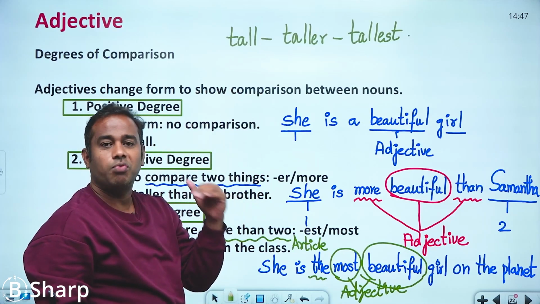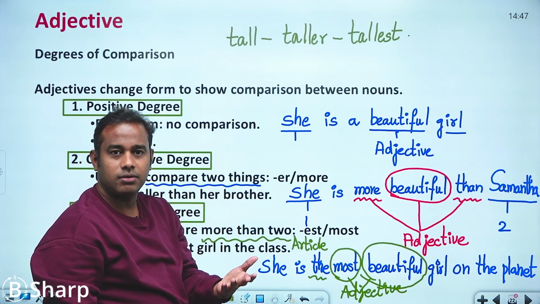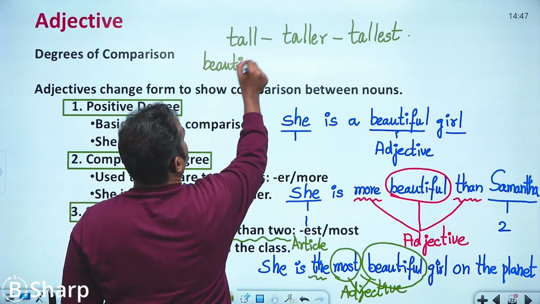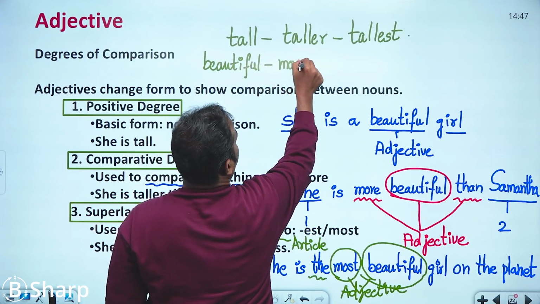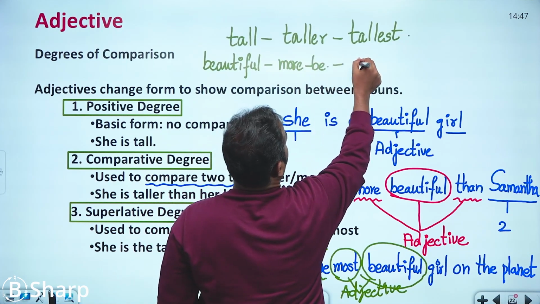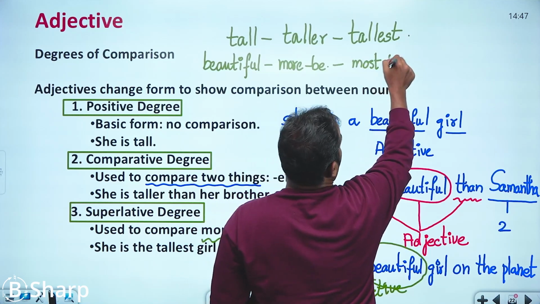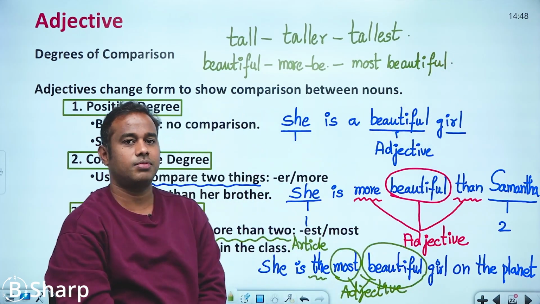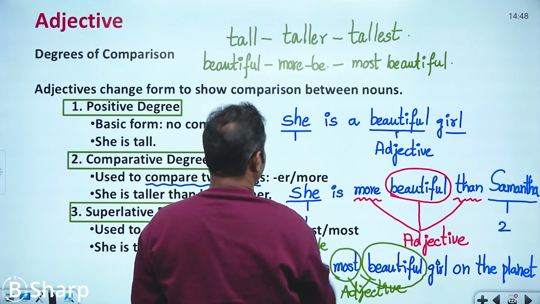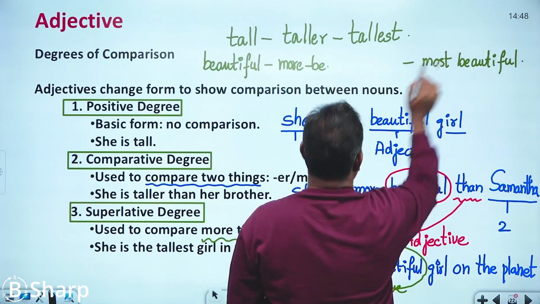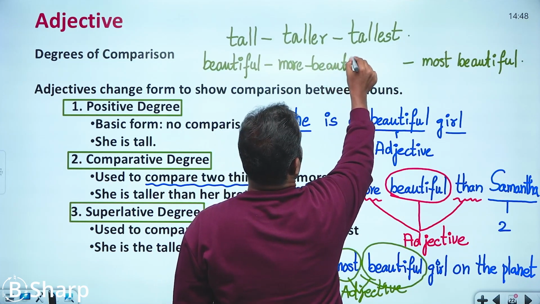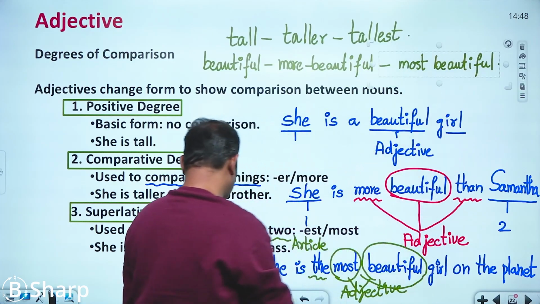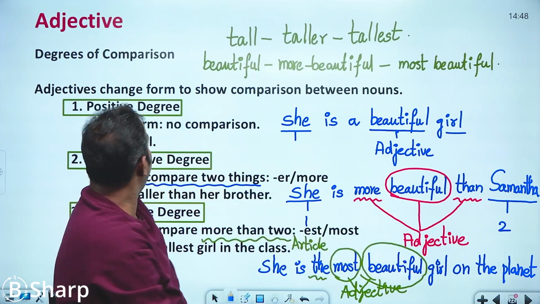Sometimes there are certain words where you cannot form a comparison this way. At that time we need to use more and most. So beautiful, more beautiful, and most beautiful. In such a fashion we express this. Okay, so more beautiful, most beautiful. Let me write the full sentence here. More beautiful and most beautiful. In this fashion we can express this. Okay, so this is degree of comparison.